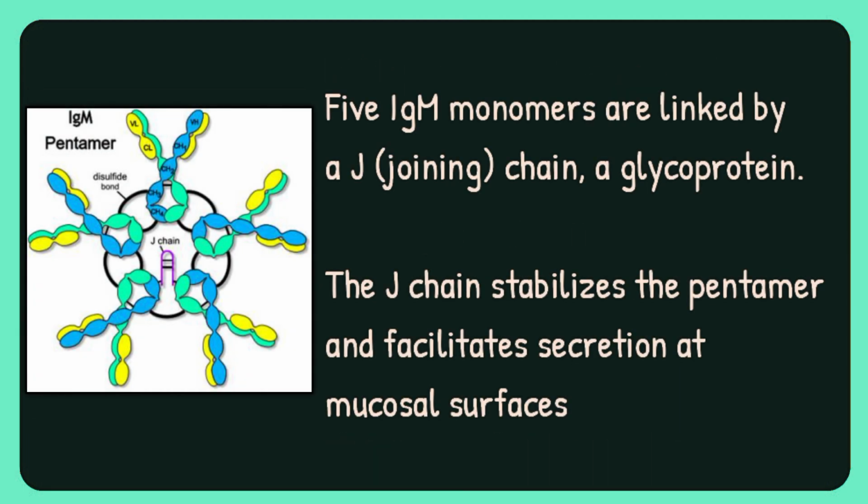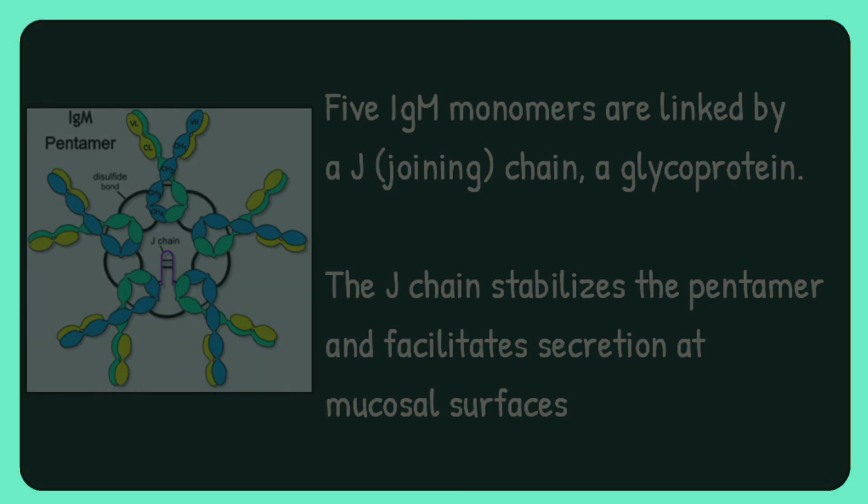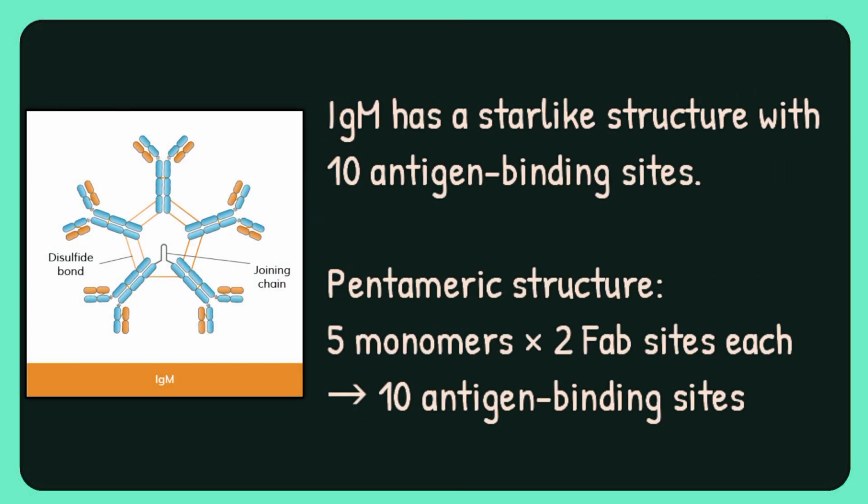IgM is made of 5 monomers linked together by a J chain, a special glycoprotein. The J chain helps stabilize the pentamer and makes it easier to secrete IgM at mucosal surfaces. IgM has a star-like shape with 10 antigen binding sites, making it extremely effective at binding multiple antigens at once.